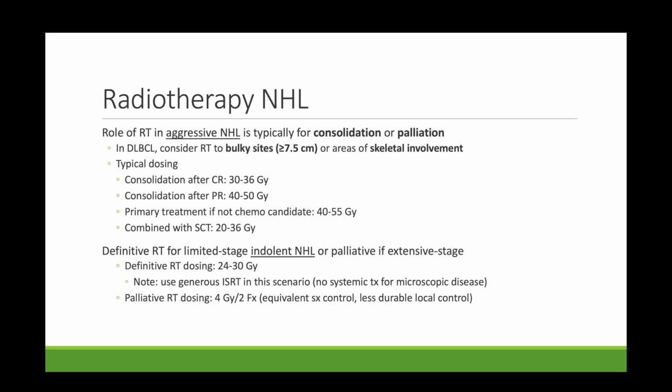For indolent non-Hodgkin lymphoma, remember that radiation can actually be used definitively if we have limited stage disease, or if there is extensive stage disease, then we can often use it for palliation. So if we're treating something definitively, the dose would be somewhere between 24 to 30 gray. There's a pretty famous study, which we'll talk about in the next talk, that comes from Lowry et al., that actually showed that 24 gray was enough. So I've typically just seen 24 gray for definitive radiotherapy for limited stage indolent lymphomas.